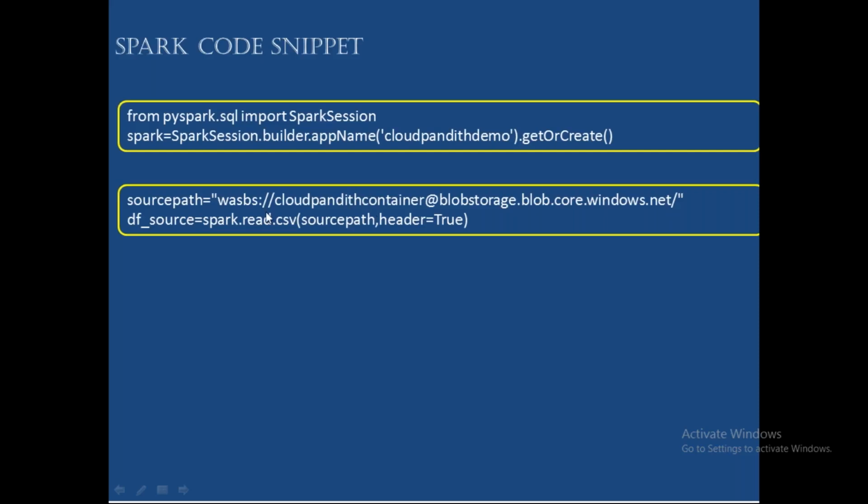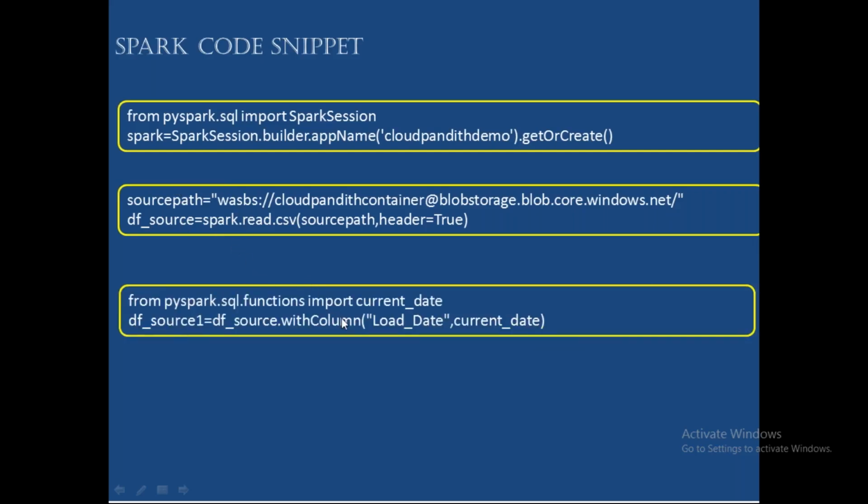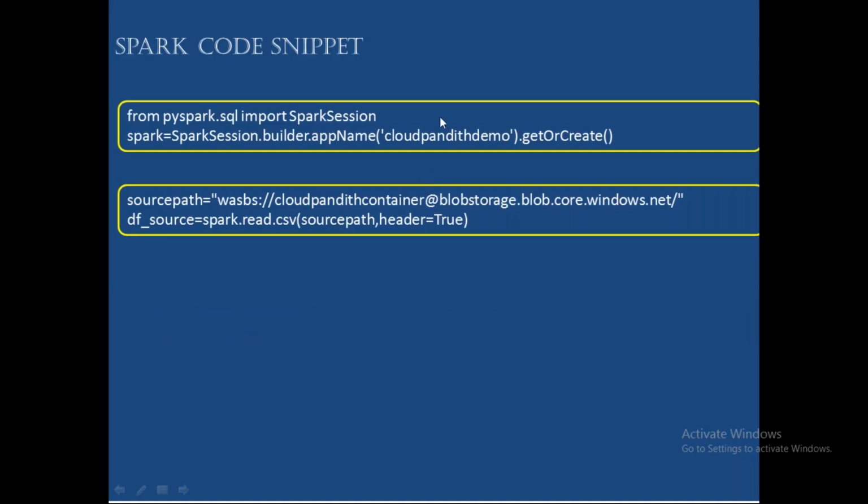Let's imagine I want to read it. How do you read? By using this Spark session, spark.read.csv from this particular path, header equal to true. This will give me df_source. I read the data. I want to do a small transformation. What will withColumn do? Can you tell me what withColumn will do?